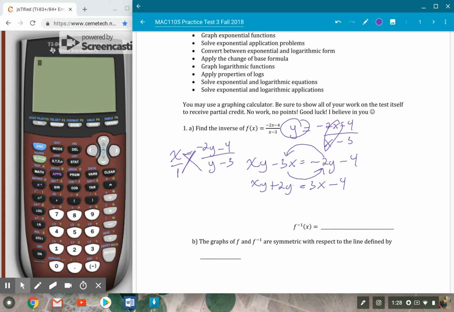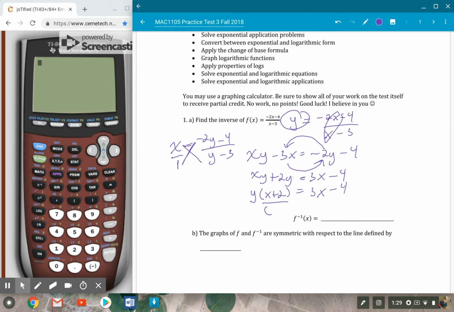And now what I can do to go from 2 y's in the equation down to 1 is factor a y out. So I get x plus 2, taking the y to both of those terms, still equal to 3x minus 4 over here. And now I can isolate the y and get the actual inverse of this. I can divide both sides by x plus 2. And so that's my inverse. The inverse function would be 3x minus 4 all over x plus 2.